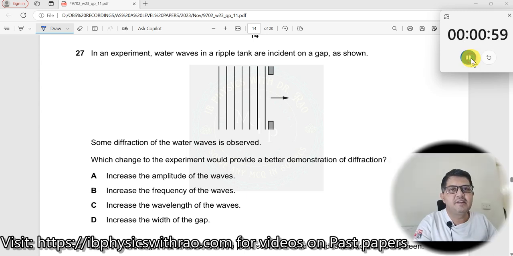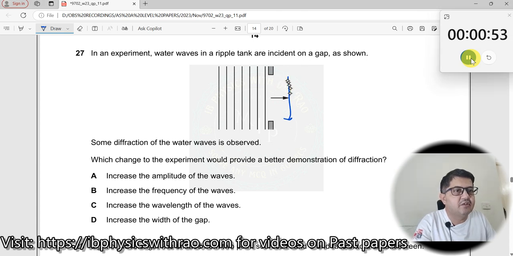Question number 27. In an experiment, water waves in a ripple tank are incident on a gap. See, the gap is very, very wide. Okay, let us see what the question is. Some diffraction of water waves is observed, and what change to the experiment would provide a better demonstration of diffraction?